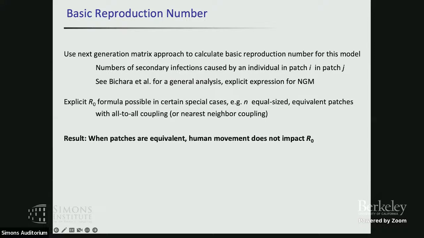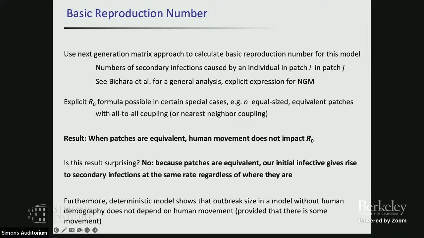And one thing I didn't tell you here, well, I guess the implicit question is how much does human movement impact R0? And if you do this analysis and you're in a homogeneous symmetric case, what you find is that human movement does not impact R0. And that result was rather disappointing to me, but not surprising, because of course, if you have a homogeneous symmetric situation, all the patches are equivalent. So it doesn't matter if your individuals are in patch 1 or patch 2 or patch 3, they're giving rise to secondary infections at the same rate, regardless of where they are. So it doesn't matter about them moving around.